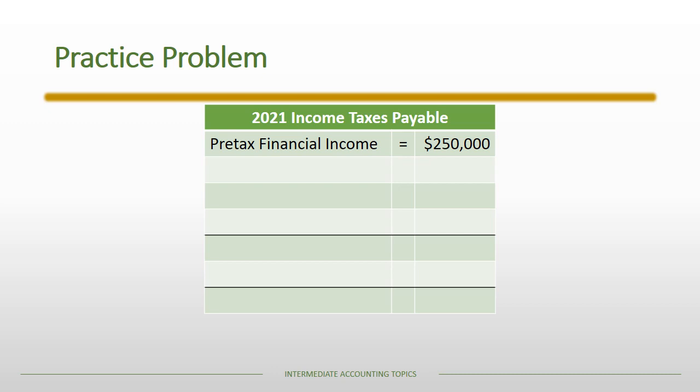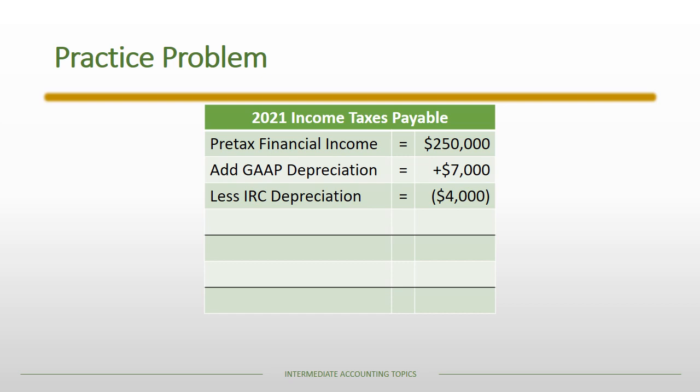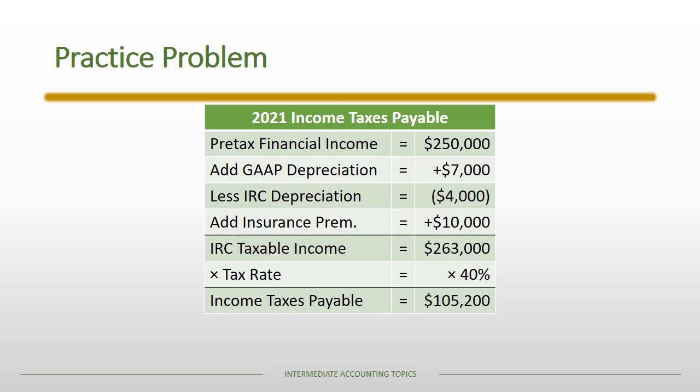So now we move on to 2021. We start again with our pre-tax financial income of $250,000. We add back the GAAP depreciation, which again is a full year now of $7,000, and subtract the Internal Revenue Code depreciation of $4,000. We still have that insurance premium that we need to add back because it is not deductible under the Internal Revenue Code. And that gives us our Internal Revenue Code taxable income, $263,000.